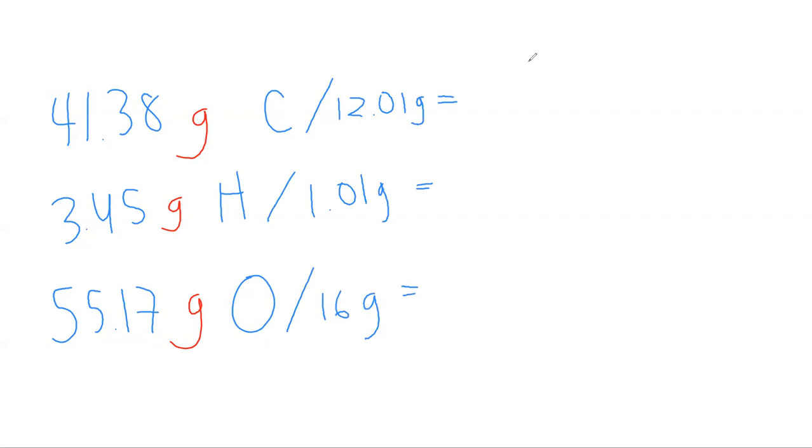So we're going to just go ahead and divide those through. 41.38 over 12.01 is going to give us about 3.45 moles of carbon. 3.45 divided by 1.01 is going to give us about 3.42 moles of hydrogen. And 55.17 divided by 16 is about 3.45 moles of oxygen.